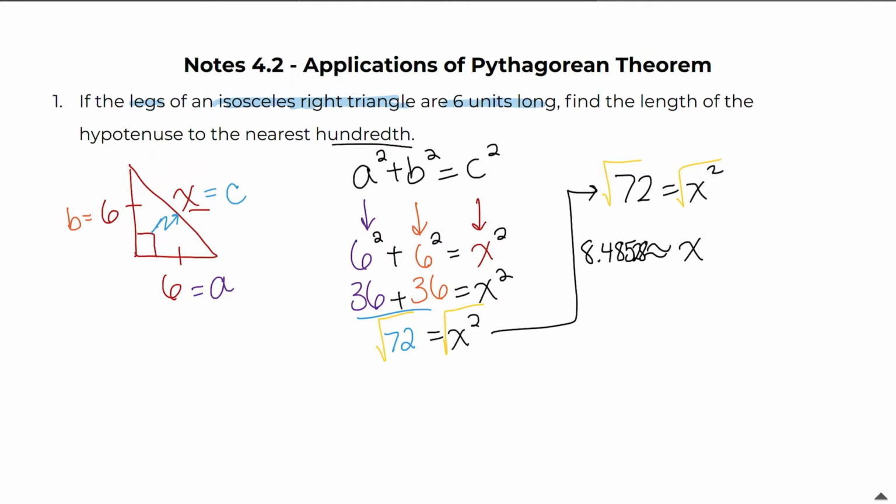It says to round to the nearest hundredth. So here we have an 8, and the number that comes after this 8 is a 5. So that means to bump this 8 up to a 9. So our answer is 8.49 units long.